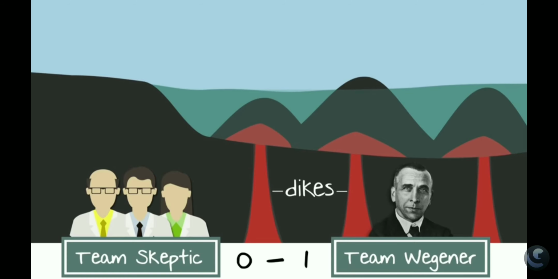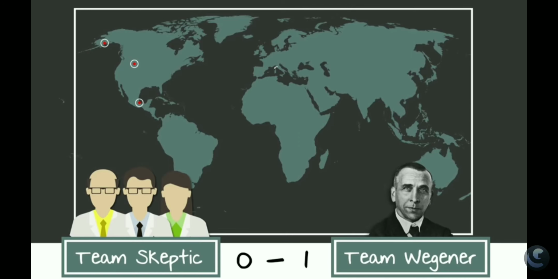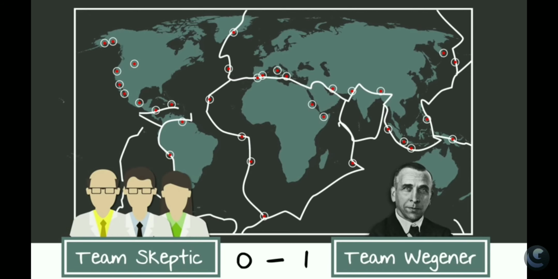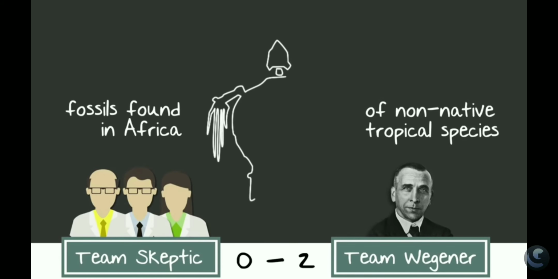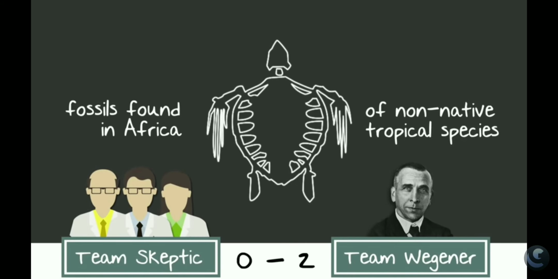Point Wegener. Not long after, scientists started plotting the location of earthquakes and volcanoes around the world and observed that the location of those events followed a similar pattern to the outline of the plates Wegener proposed. And then there was the fossil evidence. Fossils of tropical animal and plant species have been found in Africa and other places on Earth that are less than tropical.